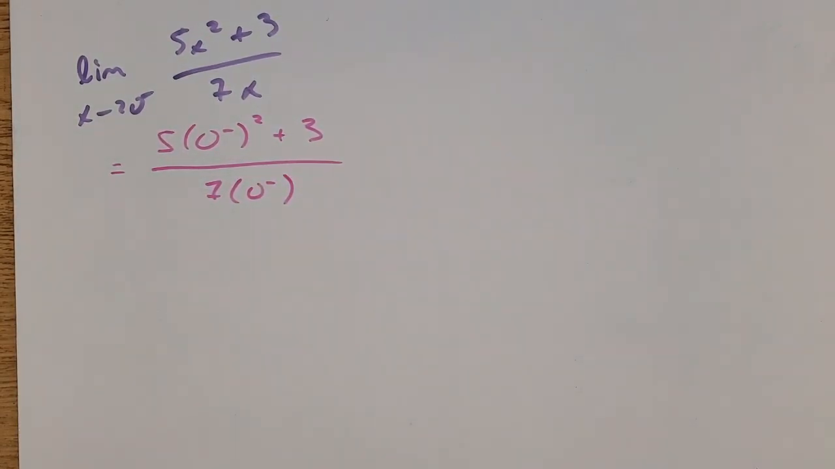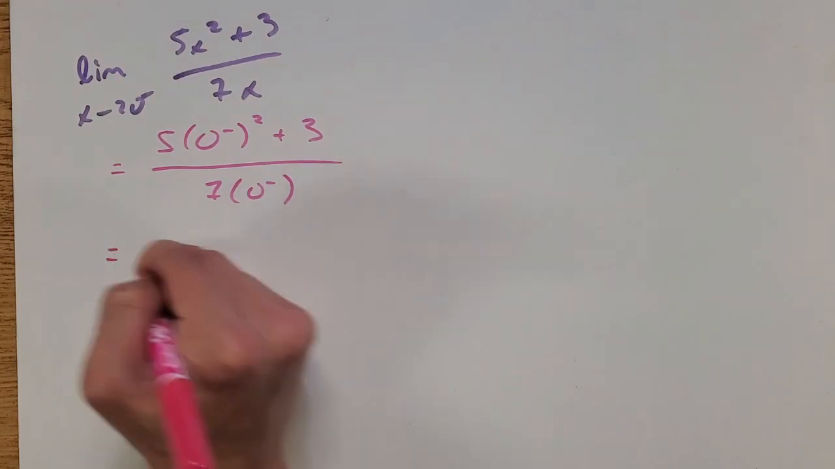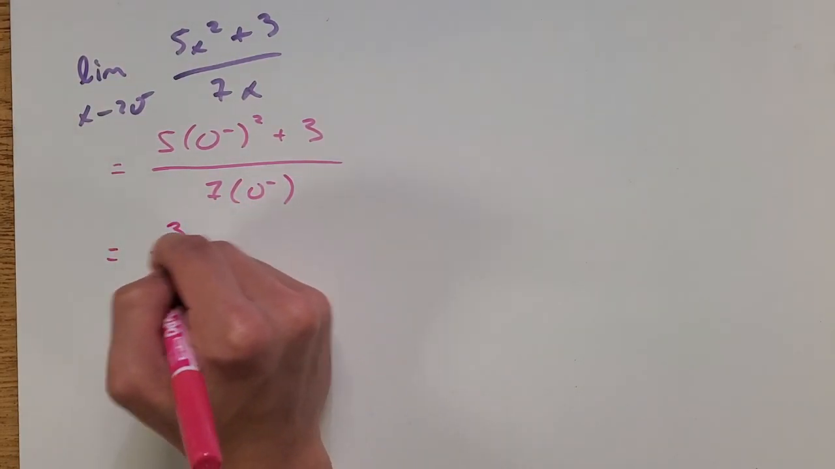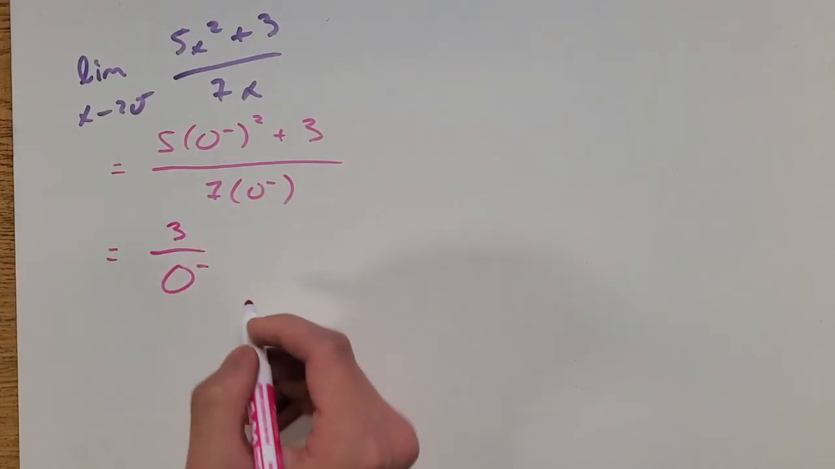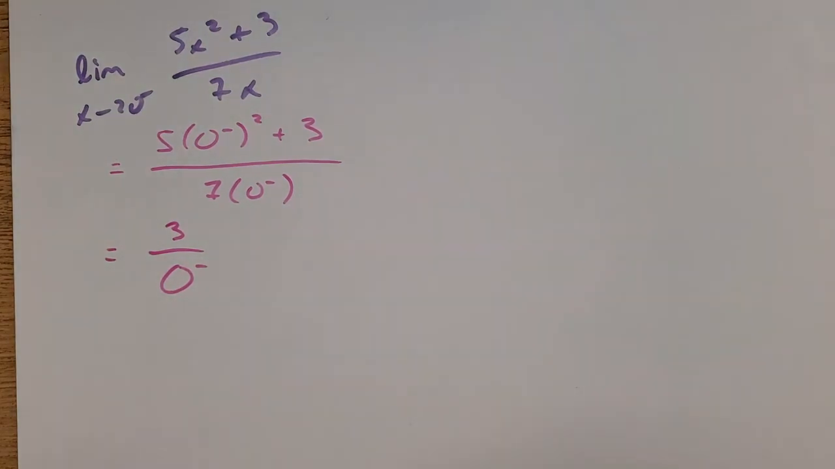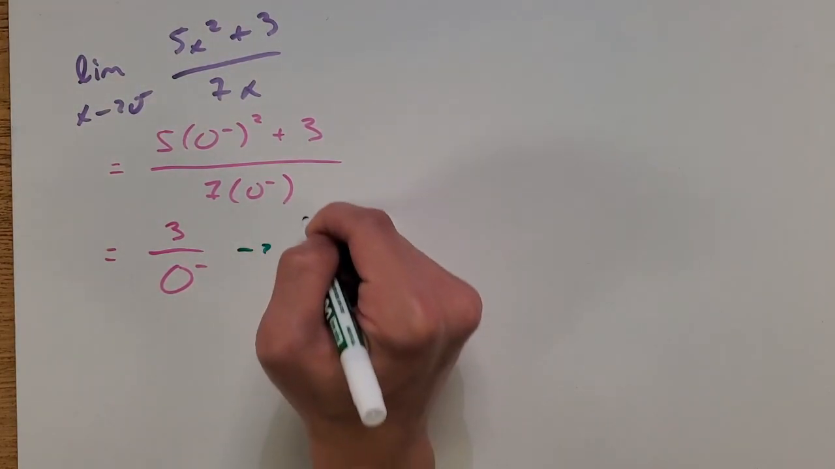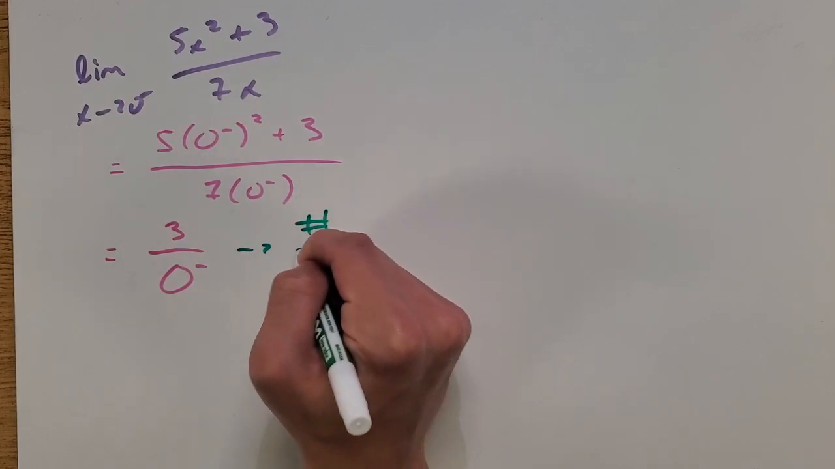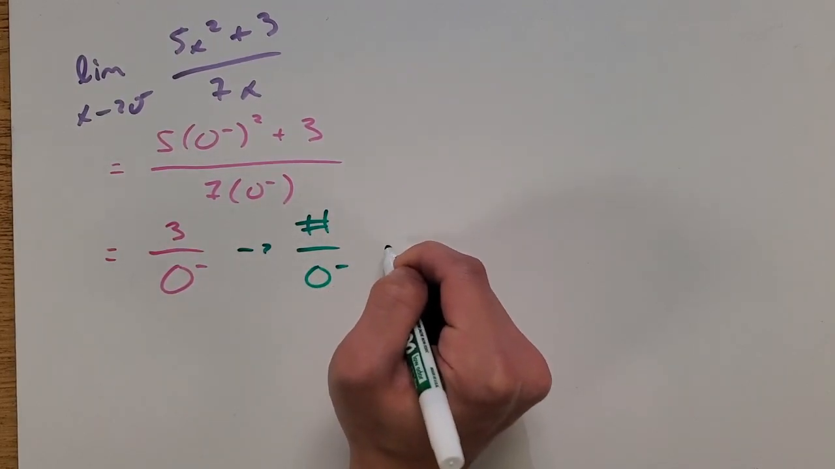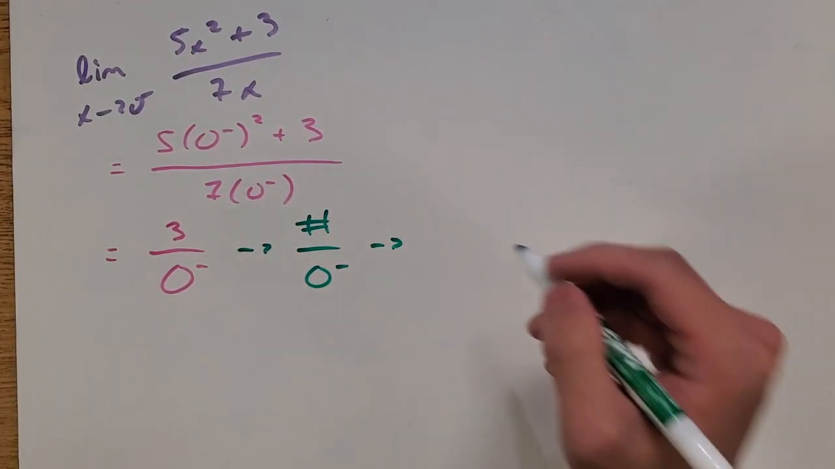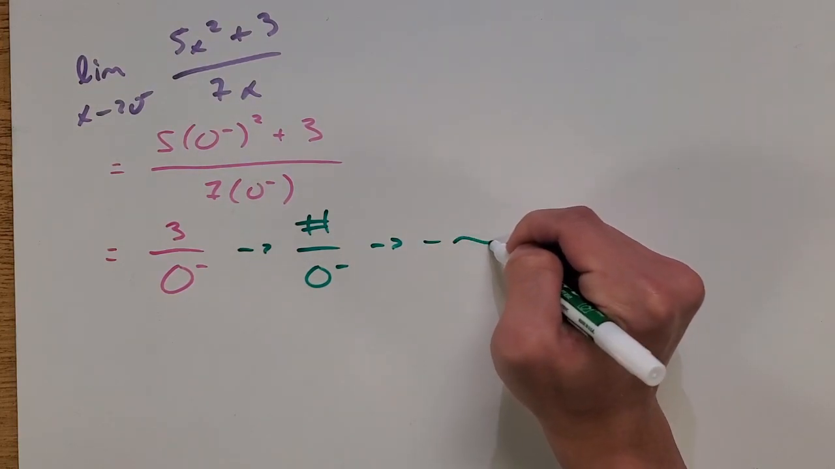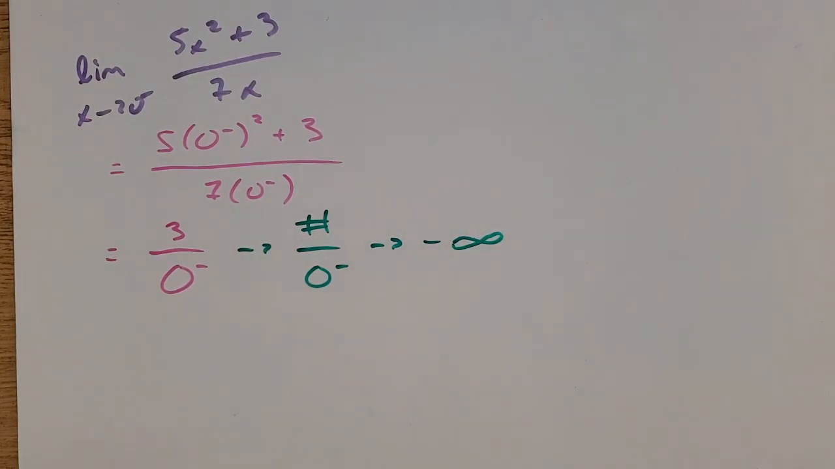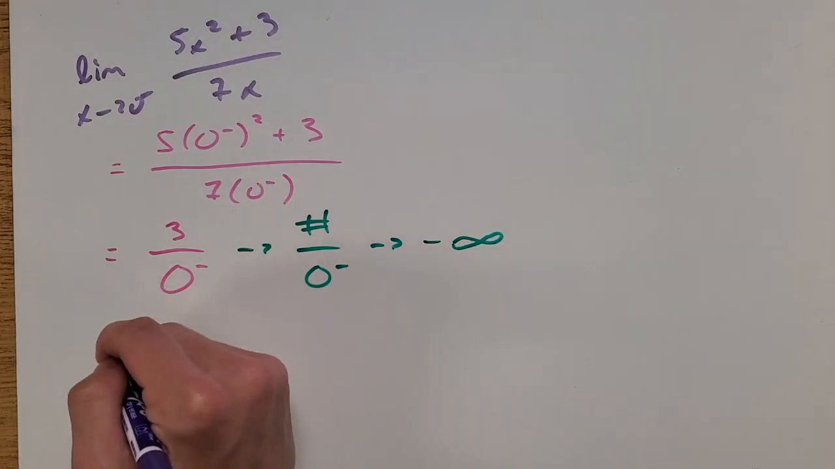So this reduces to 3 over 0 minus, which gives us some number over 0 minus, which gives us negative infinity. So the limit as x approaches 0 from the left of 5x squared plus 3 all over 7x goes towards negative infinity.